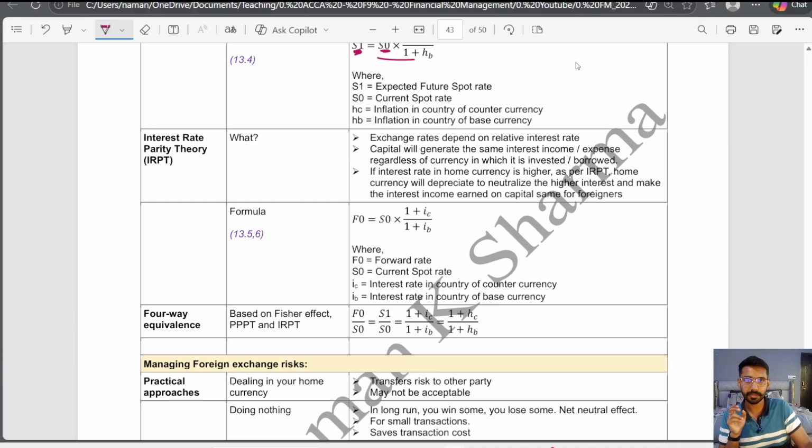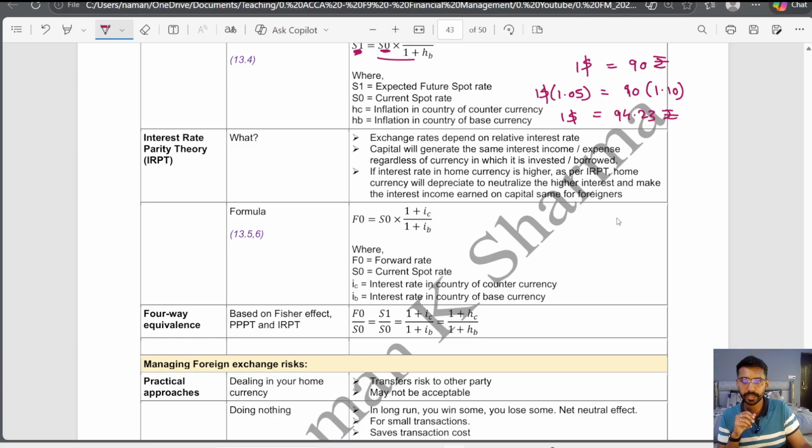So let's take the same example again. I have $1 to invest, which currently I can invest either in USA, or I can convert it into 90 rupees and invest it in India. The interest rate in India is 10%, but the interest rate in USA is only 5%. So I think I should invest in India because there I am getting 10% return, right? Interest rate parity theory says that $1 and 5% interest will be equal to 90 rupees and 10% interest. Therefore, your $1 will be equal to 94.23 rupees in the future.